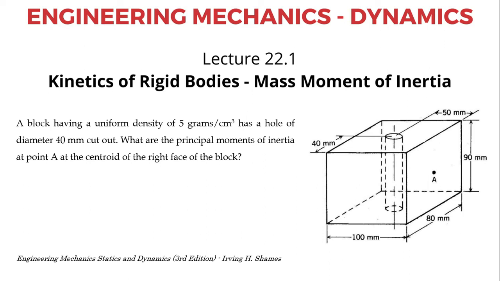A block having a uniform density of 5 grams per centimeter cube has a hole of diameter 40 mm cut out. What are the principal moments of inertia at a point A at the centroid of the right face of the block? So you have a block here out of which a cylindrical part has been removed. Now it is required to find the moments of inertia about the point A.